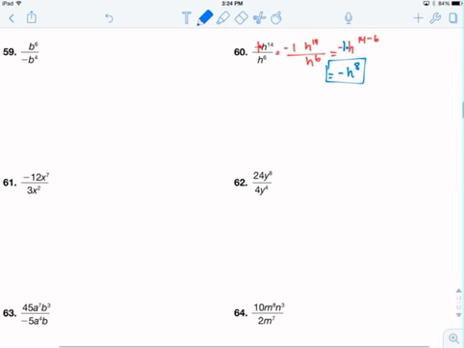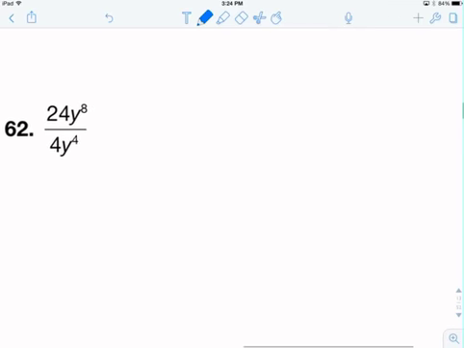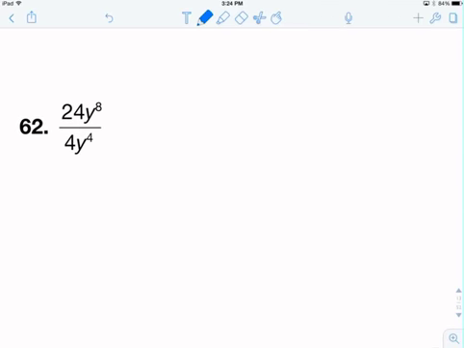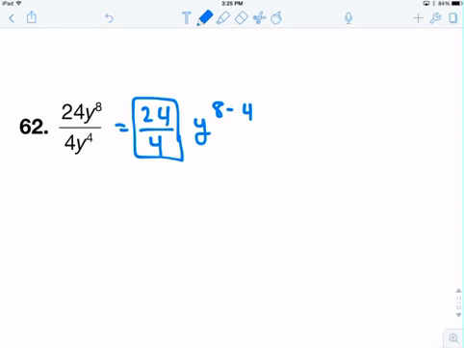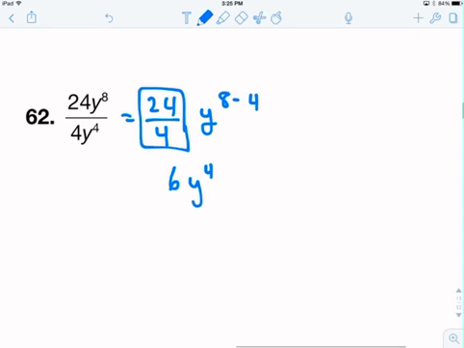What about 62? You can't cross out the 24 and 4, can you? No. Can you reduce that though? Yes. Y to the 8th over y to the 4th, and we can cross out the y's. We just minus it, right? So this can be simplified to 6 y to the 4th. Got it? Easy, right?